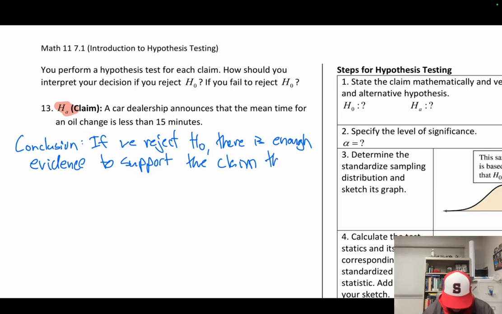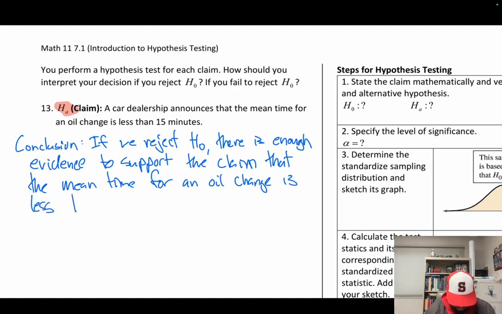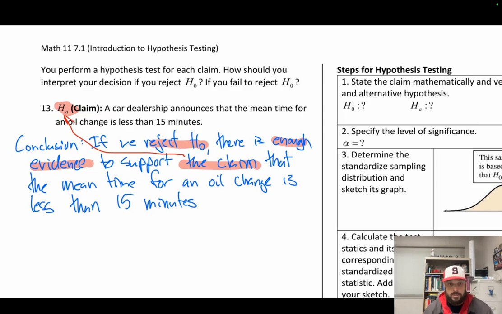And our claim is that the mean time for an oil change is less than 15 minutes. Okay, so notice again that we reject our null hypothesis because there is enough evidence to support the claim, and that is because our claim this time is for our alternative hypothesis.